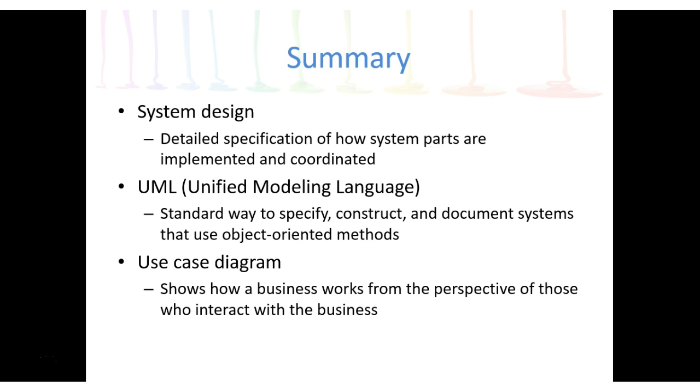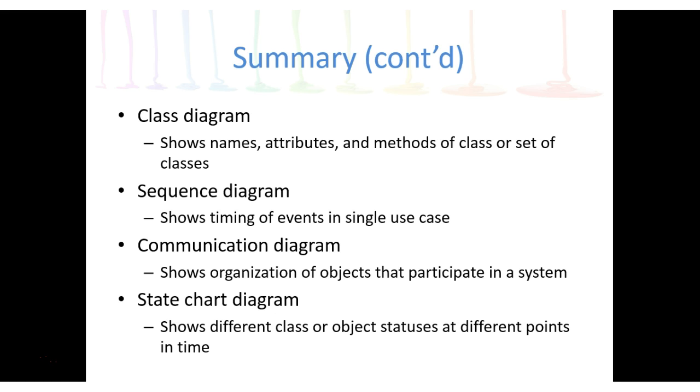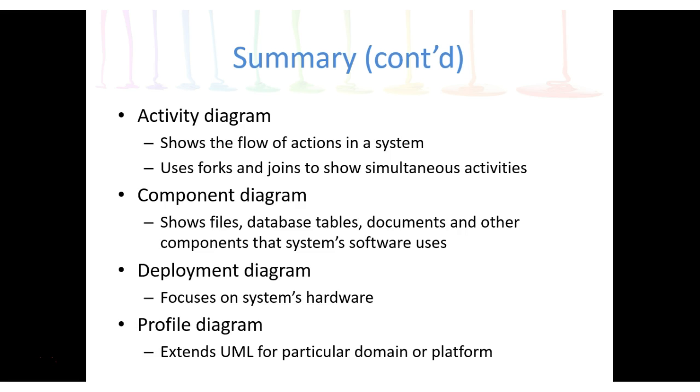In this lesson, you learned about what the UML is, how it's used for system design. You learned about the use case diagrams and how to show how things interact with each other. You used the class diagram so you could show the names and attributes of different things that are in our class objects, and also to show how the class objects are related to each other. You learned what a sequence diagram is and that it shows the timing of events to occur within a case. We talked about communications and state diagrams. We also discussed activity diagrams. Those are going to show the flow of actions in a system.